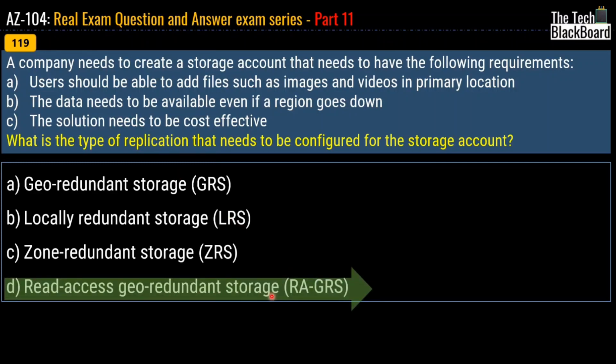Now you may ask why I have not chosen geo-redundant storage, because that can also offer the same functionality. However, you must understand that geo-redundant storage is costlier when compared to read access geo-redundant storage. And we do not want to spend more money because firstly, the solution must be cost effective. And secondly, we do not have any requirement that says that we need to add or write files in the secondary location. So the best cost-effective answer to this question is option D.